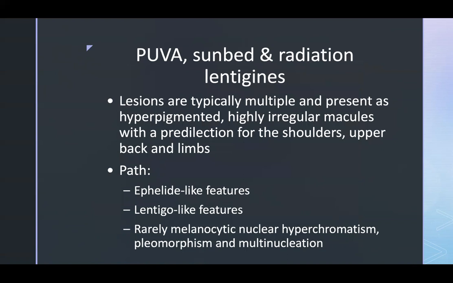There is a link between PUVA, sunbed, and radiation lentigines. These lesions are typically multiple and present as hyperpigmented, highly irregular macules with a predilection for the shoulders, the upper back, and the limbs. On pathology, you get ephelid-like features with lentigo-like features, and rarely you have melanocytic nuclear hyperchromatism and pleomorphism and multinucleation.